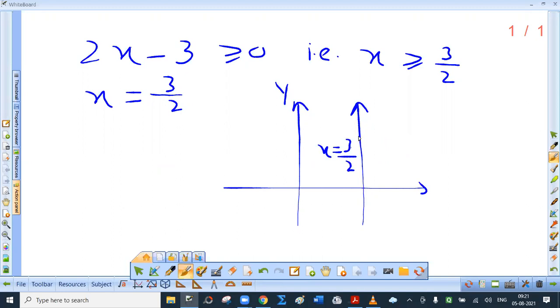So it is either less than 3 by 2 or greater than 3 by 2. Now, simplest working rule, if the line is not passing through origin, consider origin 0, 0. So put x equal to 0, y equal to 0. There is no y. Is 0 greater than 3 by 2? No. Is 0 equal to 3 by 2? No. This means origin and every point on the origin side is not the part of the graph.